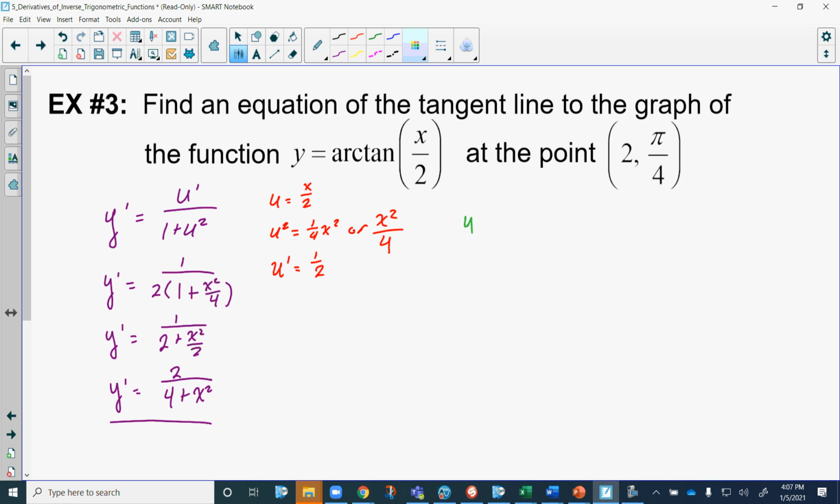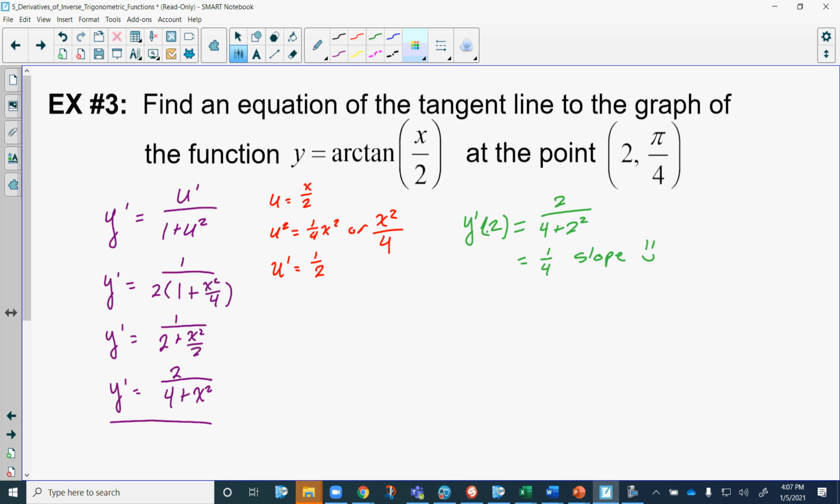So here I'm going to say y prime of 2 will be equal to 2 over 4 plus 2 squared, and that's going to be 2 over 4 plus 4, 2 over 8, so that will simplify to be a 1/4. So this is my slope of the tangent line.